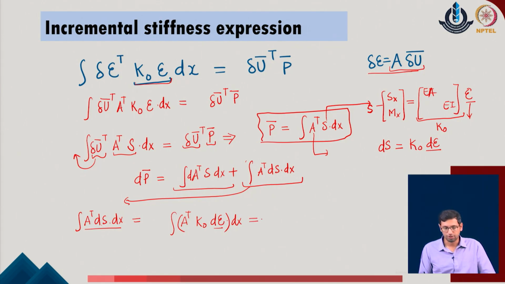So, I further express this expression as the first part of the expression, and I can write it as A transpose K naught into A into del u bar. So, I am putting the dx integral together because del u bar is not a function of x in the given system. So, I can take it outside the integral. So, as we are writing this part of the expression as the left hand side, it is equal to d of p bar.